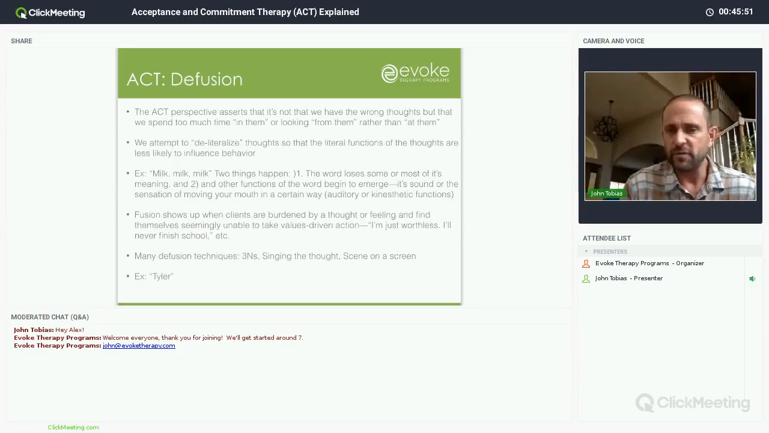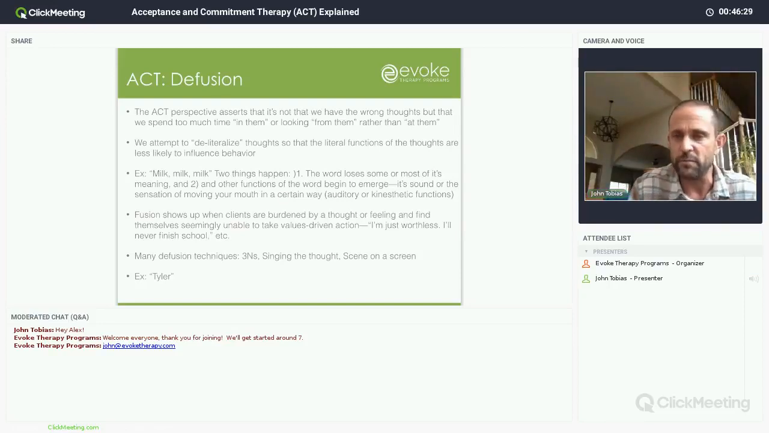Next one, cognitive diffusion. I believe this is the last of the 4 mindfulness-based processes. So cognitive diffusion, or simply diffusion. From the ACT perspective, the ACT perspective asserts that it's not that we have the wrong thoughts, but that we spend too much time in them or looking from them rather than at them. Sounds familiar, right? Sounds like self as context. A lot of overlap here.